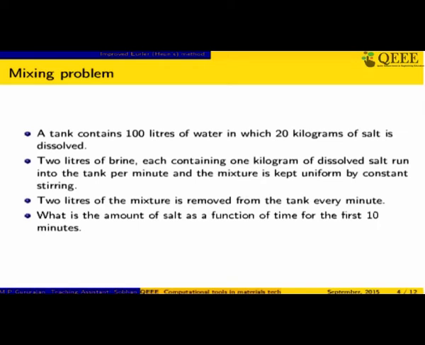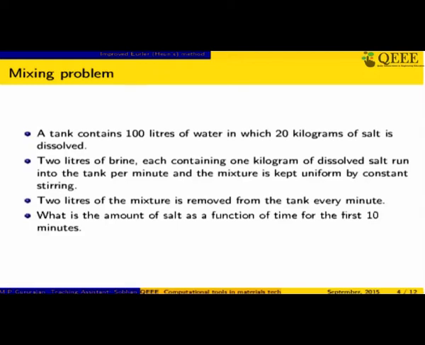So the first problem that I would like to discuss where we will use Euler's method is the following. You have a tank containing 100 liters of water, and 20 kilograms of salt is dissolved in this 100 liters of water. Now 2 liters of brine, that is salt water, each containing 1 kilogram of dissolved salt, run into the tank per minute, and the mixture is kept uniform by constant stirring.